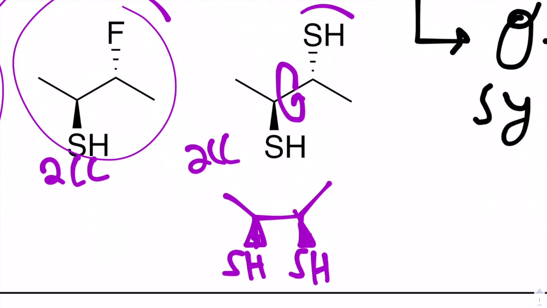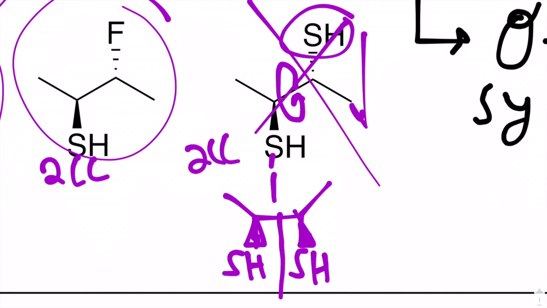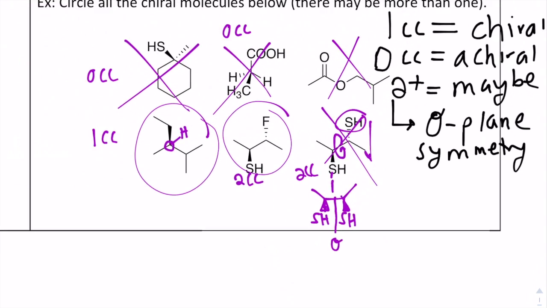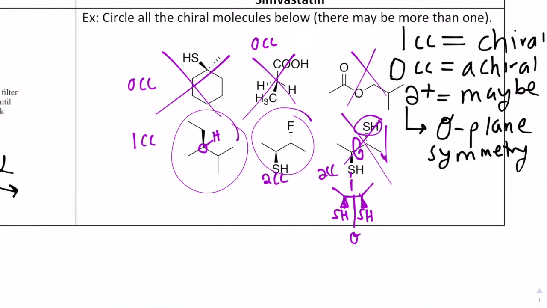Because if I rotate this thiol group down or forward, that's going to form a wedge. And now it's obvious that there's that sigma plane. So this molecule as a whole is achiral, even though it has 2 chiral centers. All right? So I hope that gave you a little bit more insight on determining what chiral molecules are.